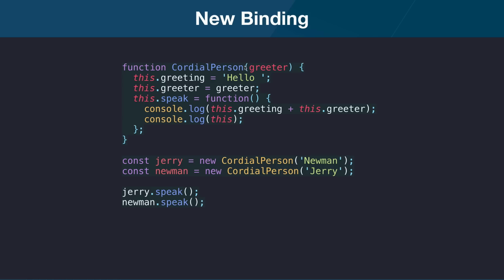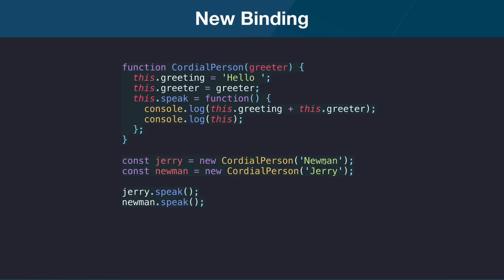So we're saying this function is going to create an object when we use the new keyword. So there's going to be an object created, so we can put all of these properties on it using the this keyword. This is just referring to the object that's going to get created when we call cordial person with the new keyword. I know I said a lot there, but that's not what we're focusing on. Look at how we're using the constructor function, the object creator. We're assigning Jerry and Newman the new cordial person.